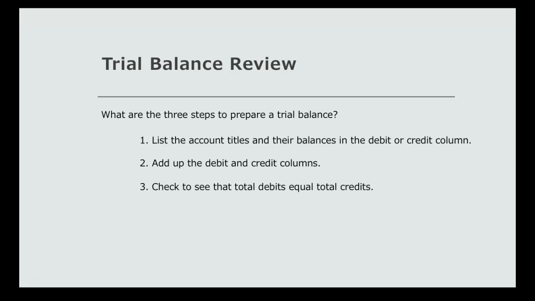If they don't equal, we have a few tricks to look for later on in this review. But that's when we know that we need to go back and double check some stuff. So your 3 steps: you list out all the accounts and their balances, you add up your total debits, you add up your total credits, and then we make sure that our total debits equal our total credits.